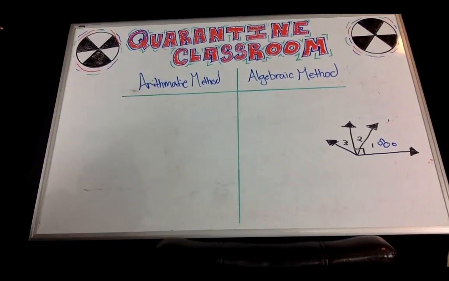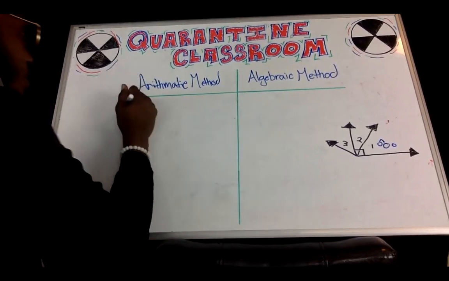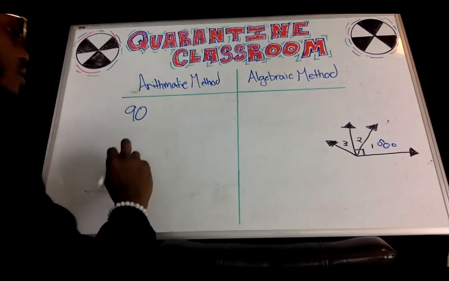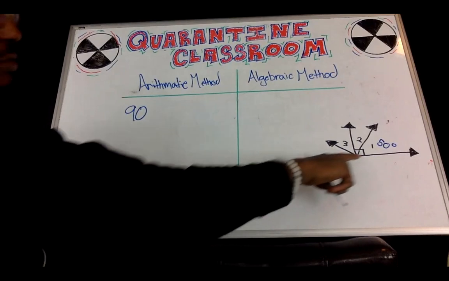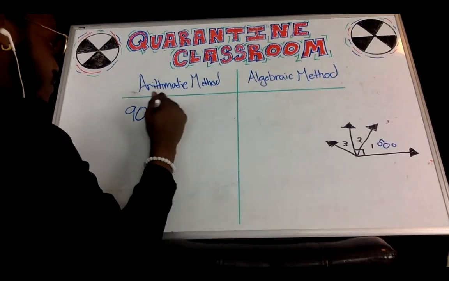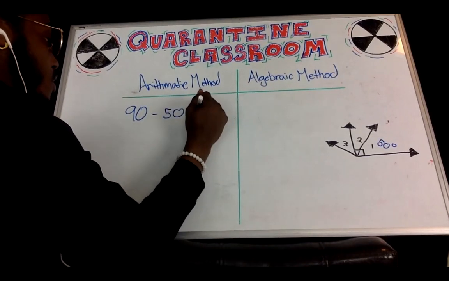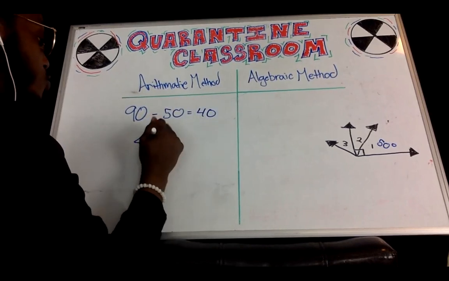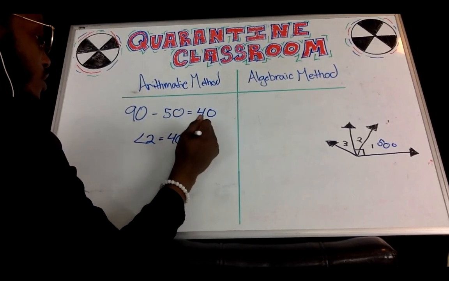They have a sum of 90 degrees. So the arithmetic method says that I'm going to start with 90. And I can find angle 2 by subtracting the value that I already have, which is 50. So 90 minus 50 equals 40. Angle 2 equals 40 degrees.